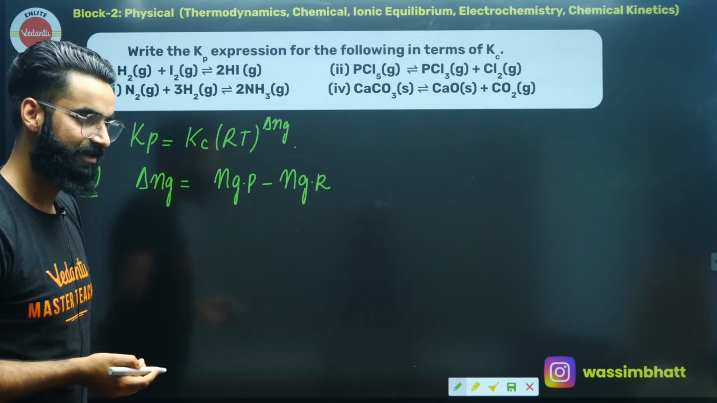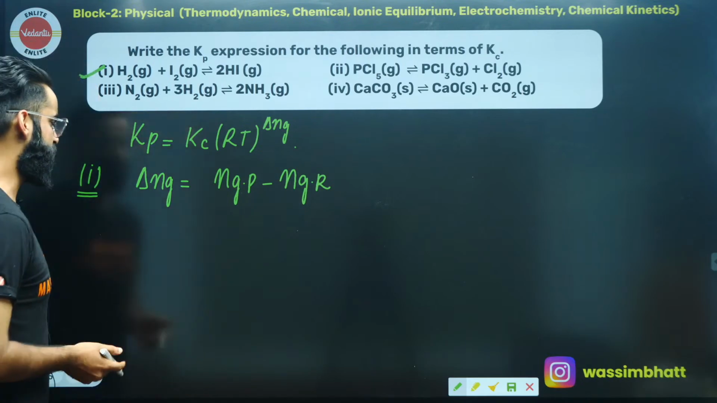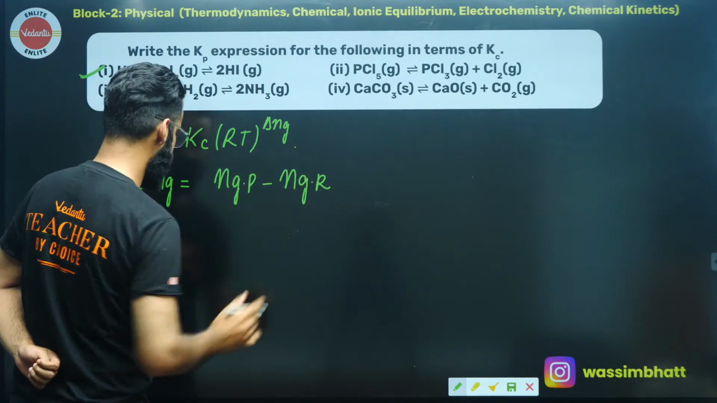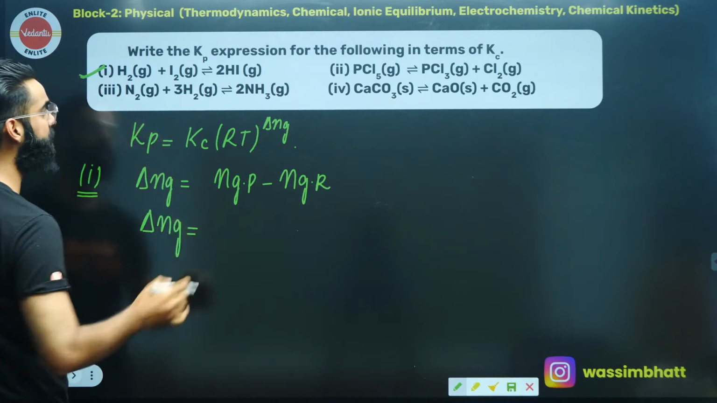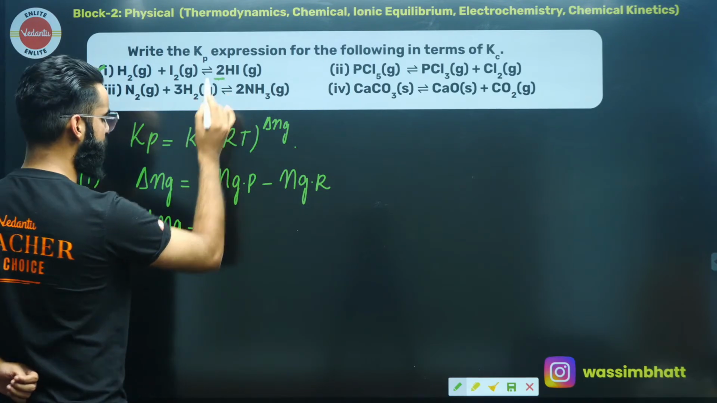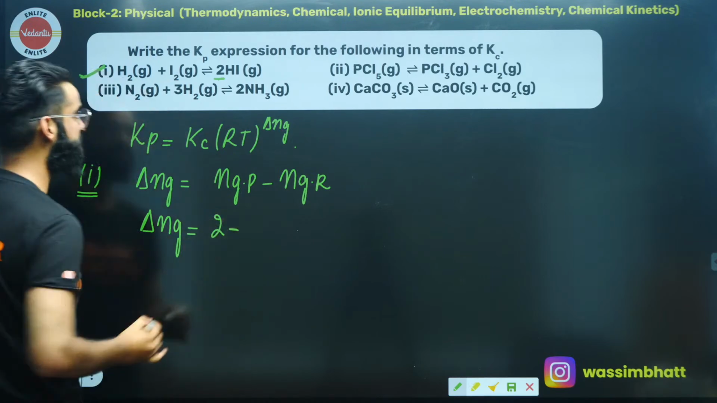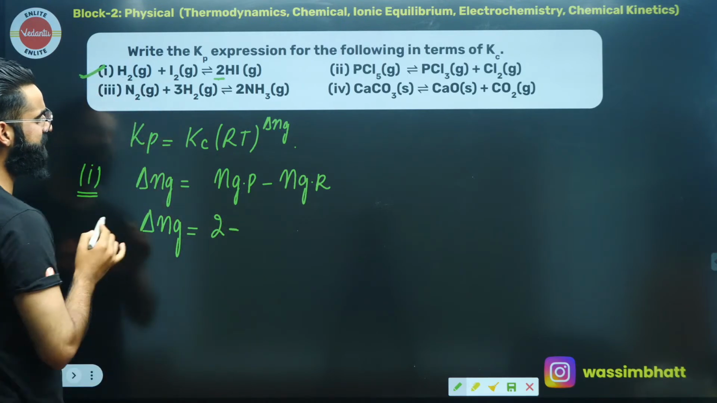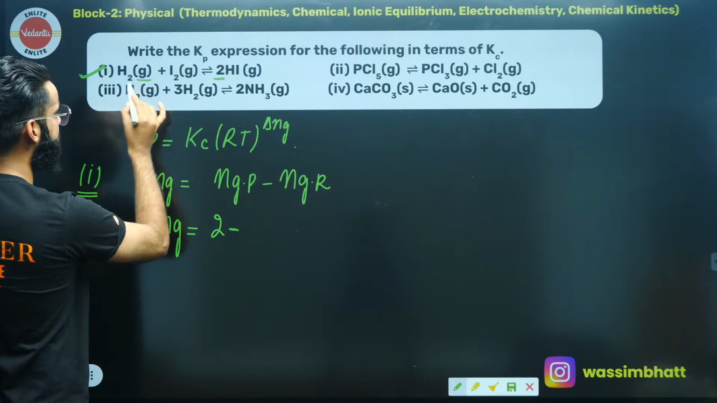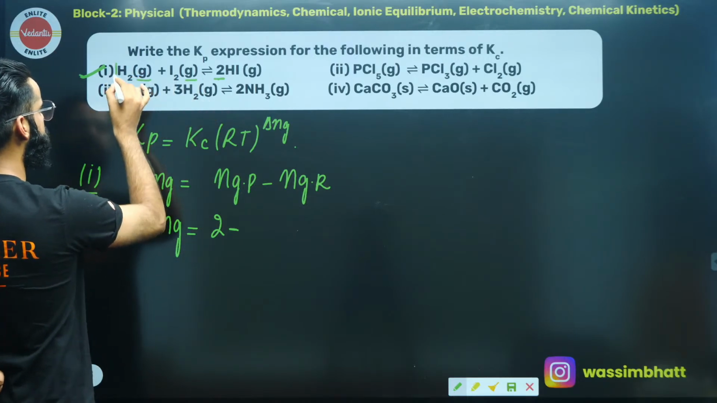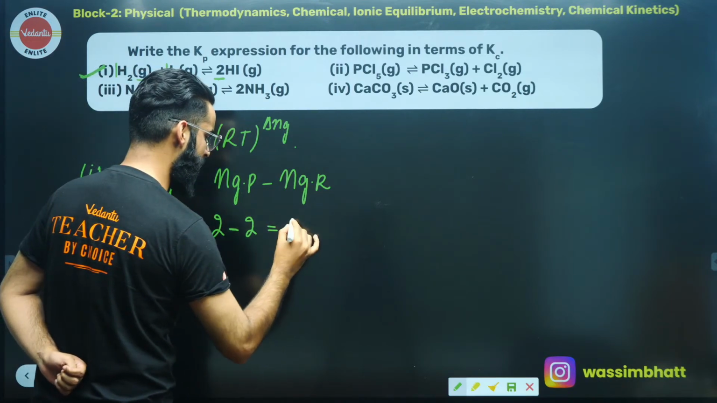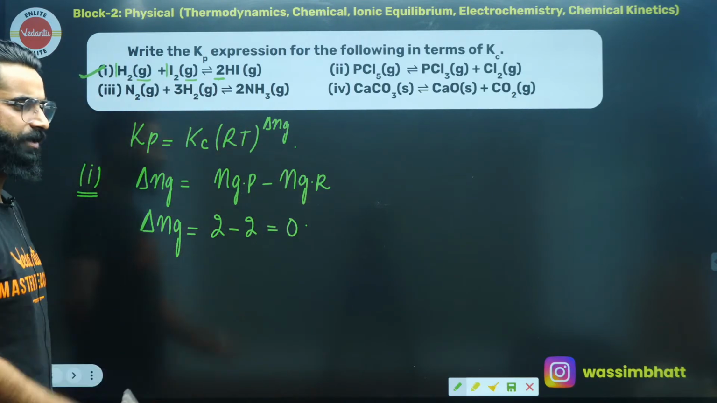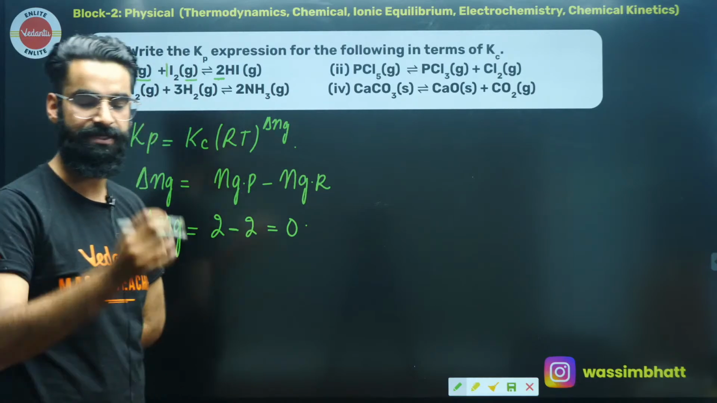All right, so delta Ng is equal to number of moles of gaseous products minus number of moles of gaseous reactants. So first of all, in the first reaction, how many moles of gaseous products do we have? We have got 2 moles of gaseous products minus how many moles of gaseous reactants do we have? See, this is in gaseous phase, this is in gaseous phase. Its stoichiometric coefficient is 1, its stoichiometric coefficient is 1, so 1 plus 1 comes out to be 2. So 2 minus 2 comes out to be 0, right? So for the first reaction, delta Ng is equal to 0.